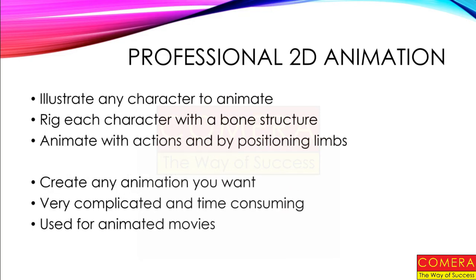Now one of the benefits to these solutions is that you can illustrate and animate any character. The downside is that you've got to rig the character. That means that you create a bone structure for the character and you bind it to the illustration so that when you move the bones, the illustration moves. And you can animate with actions and by positioning limbs. Now you can create any animation you want. You can illustrate anything you want, but it's very complicated and time consuming. This is used for animated movies, if you're doing real quality stuff.